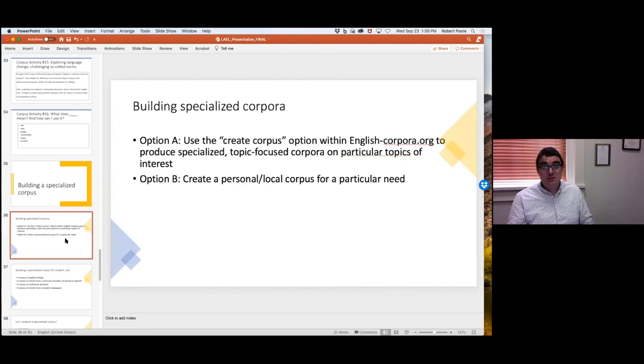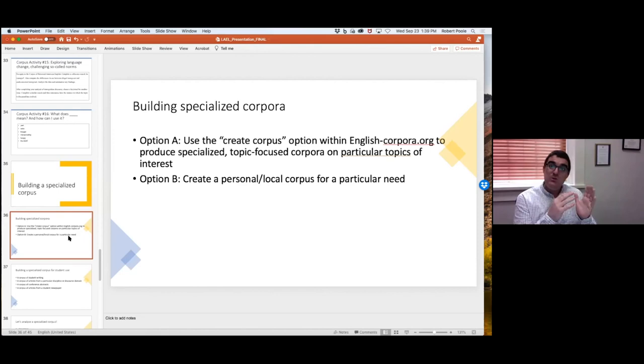Now the second option, though, is to create your own personal, local corpus. I just mean local, it's unique to your students, to their needs. Maybe you can do that through COCA, through iWeb, but there are likely to be situations where, you know what, I want a small corpus of student writing. I want a small corpus of conference abstracts, because my students are graduate student writers. How can I do these different things?